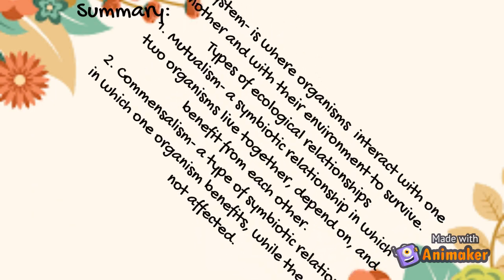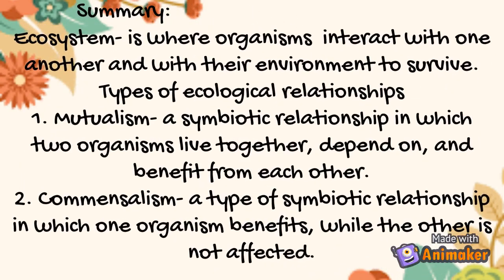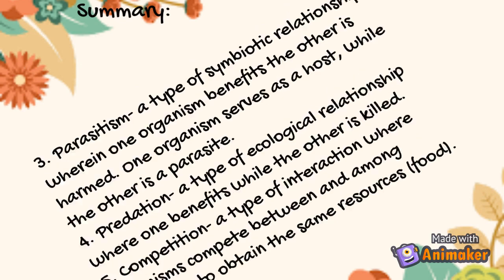Now, let us summarize what we have learned for today. Ecosystem is where organisms interact with one another and with their environment to survive. Types of ecological relationships. 1. Mutualism, a symbiotic relationship in which two organisms live together, depend on, and benefit from each other. 2. Commensalism, a type of symbiotic relationship in which one organism benefits, while the other is not affected. 3.